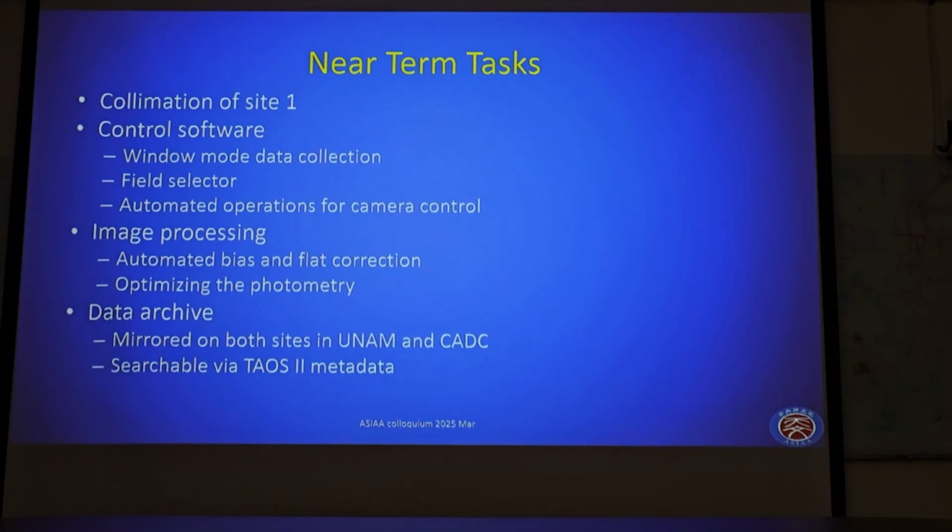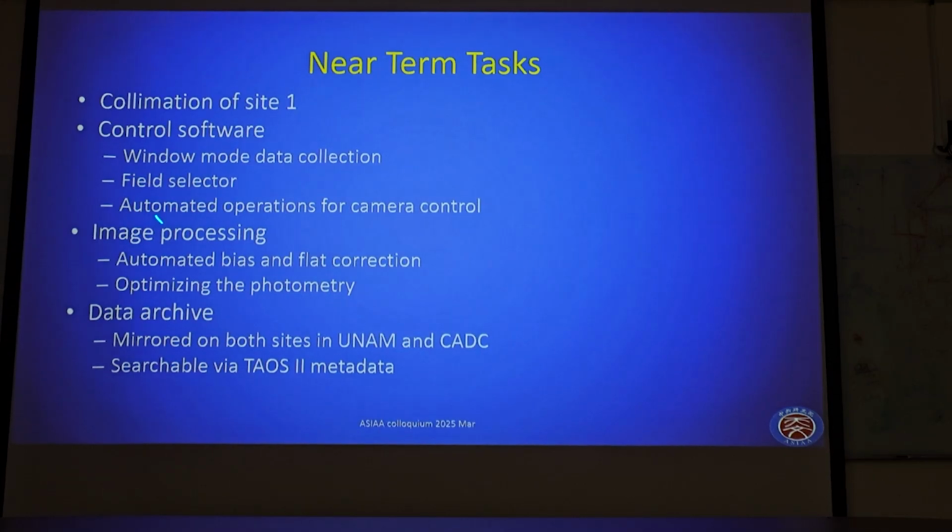So once you collect a full frame image, you can select automatically detect the star and then select your windows. And then the field selector is just like a scheduling software. We need to adapt it from what we did in TAOS I to the TAOS II system, and also the camera control code, just to integrate every small piece.